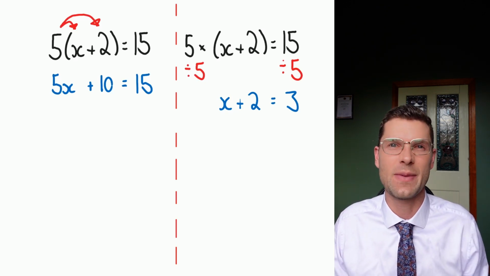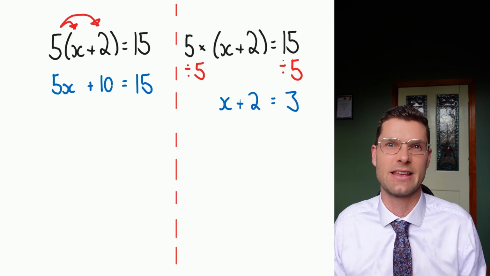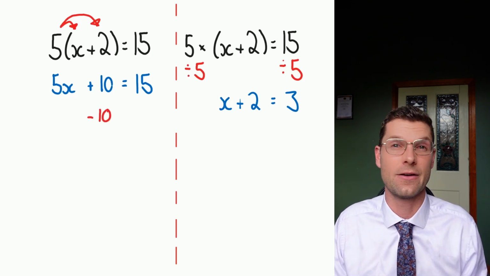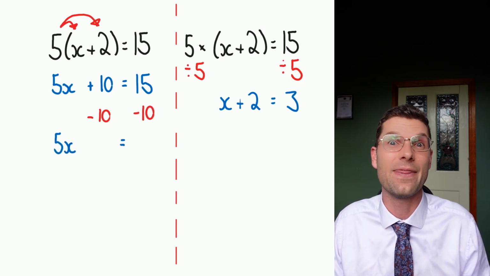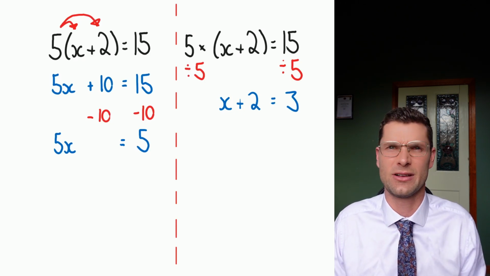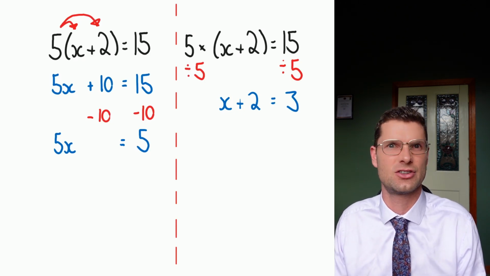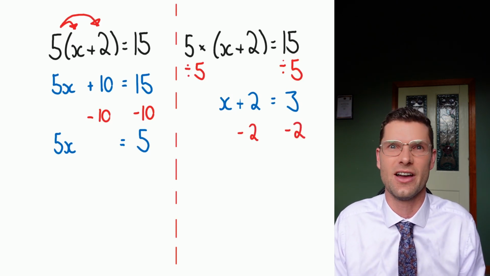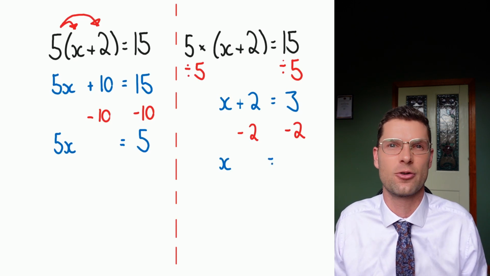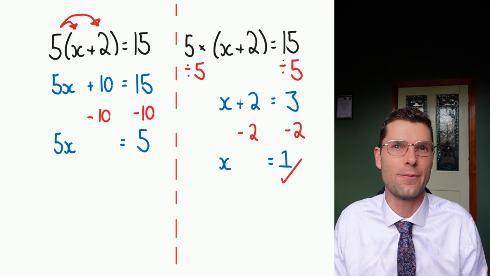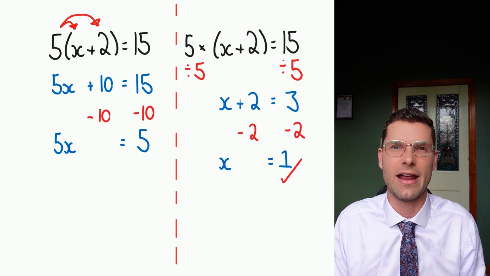If we go back to our expanding one, we've got 5x plus 10 is equal to 15. The plus 10 is furthest away, so I have to minus 10 from both sides. This just leaves me with 5x is equal to 5, and that's my next step done. On my dividing side, I've got x plus 2 is equal to 3. X plus 2, I need to get rid of that plus 2 by doing minus 2 to both sides. This just leaves me with x is equal to 1, and that's me done. X is by itself, and it's equal to a number, and that's 100% correct.